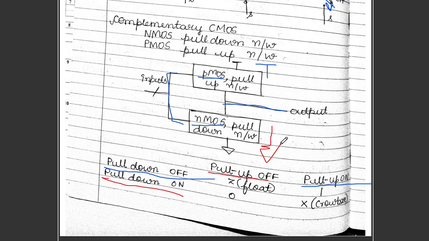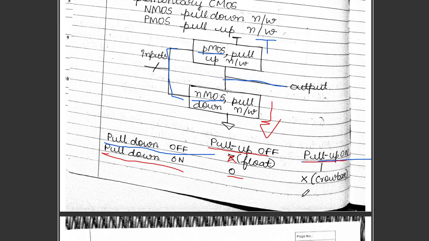When it is directly connected to the ground, the output obtained is 0. Next, when the pull down network is off and the pull up network is also off, it goes to the high impedance state, that is Z, and the values obtained are floating values. And when both the pull up and pull down networks are on, it goes to X, that is the crowbar state.